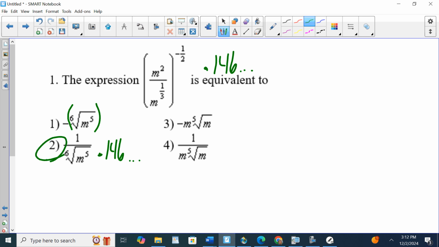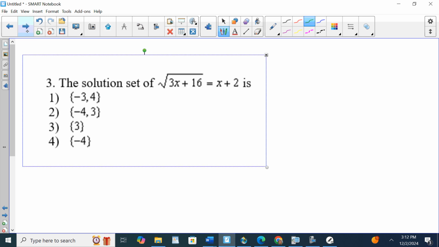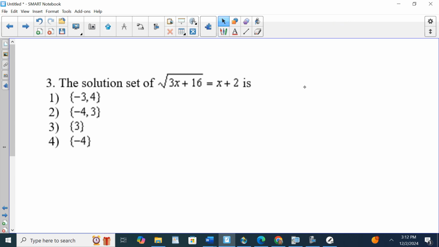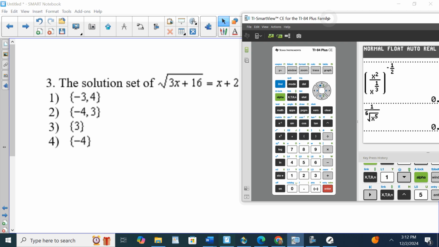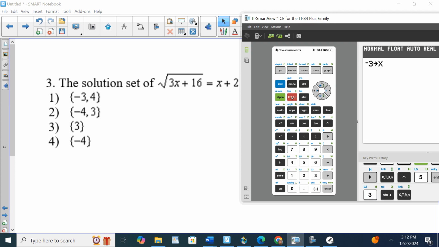A lot of strategies for the multiple choice, including number 3. This is a throwback, a radical equation. But if it's an equation and it's multiple choice, we're going to take each answer. We're going to substitute it in. I like to do it with storing. I'm going to start with choice 1, negative 3.